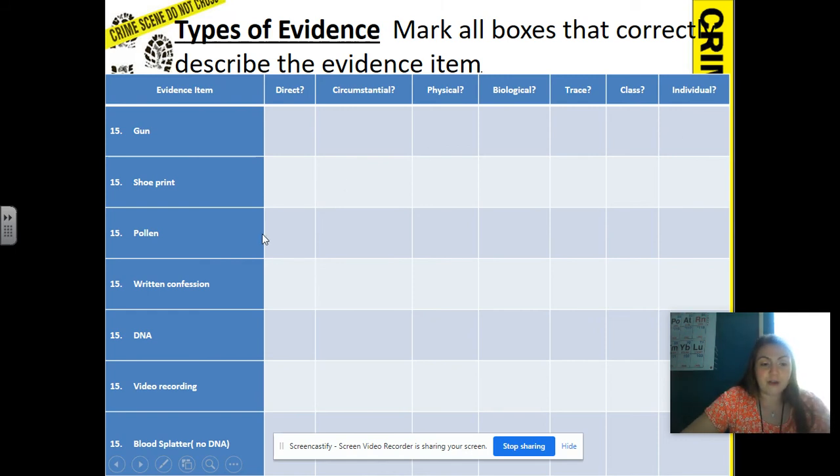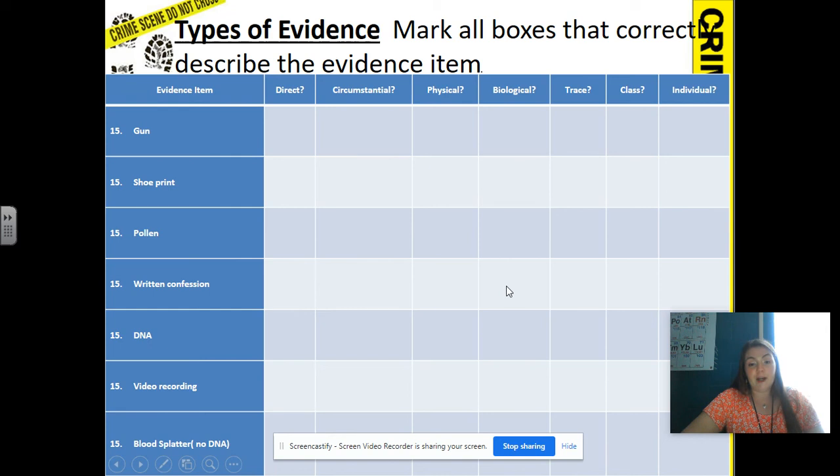I'm going to scroll down to written confession. So written confession, direct or circumstantial? Now it is a confession, so that's actually direct. It's one of the very few times where direct is a thing. Eyewitness, video, or they confess because they were there and they did it. So he's confessing that he did it. So that is direct evidence. He's saying, I was there, I witnessed it because I did it.